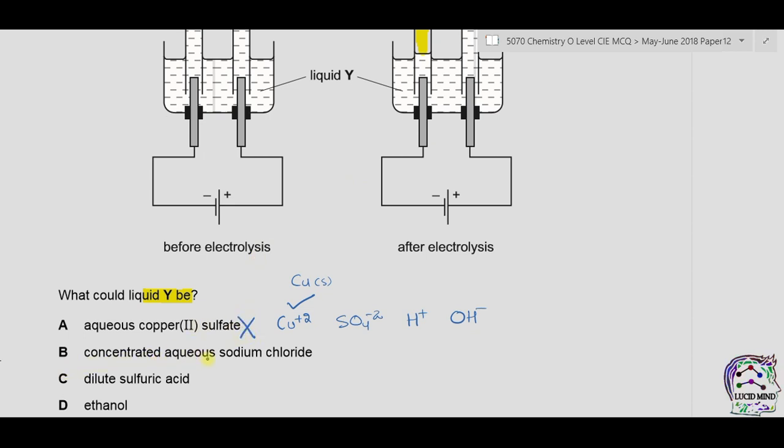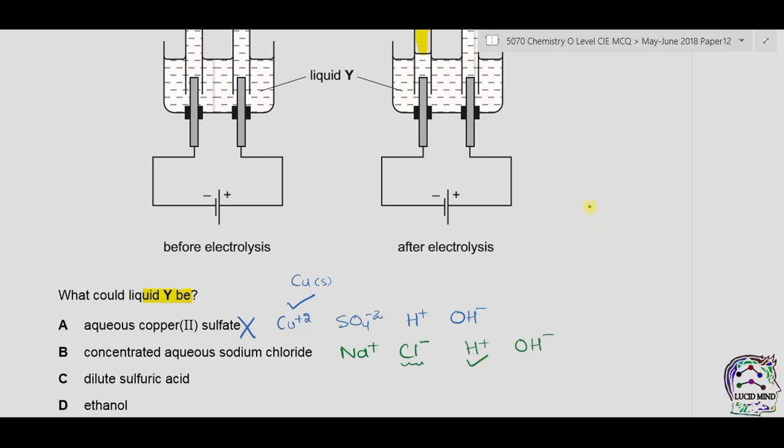Part B is concentrated aqueous sodium chloride. Now we have sodium ions and chloride ions that are present in larger amount as it is concentrated. We also have H+ and OH- from water. Now among cations, H+ is easily discharged as compared to Na+ from the discharge series. So we can say that hydrogen gas is formed at the cathode.